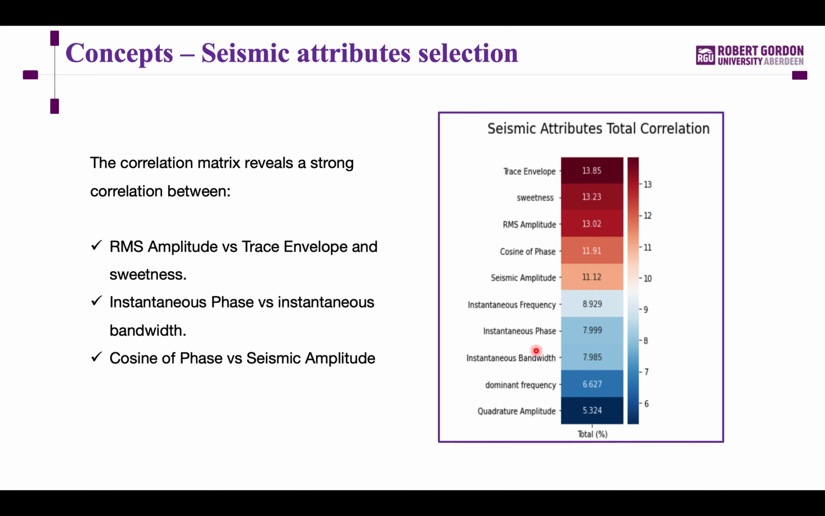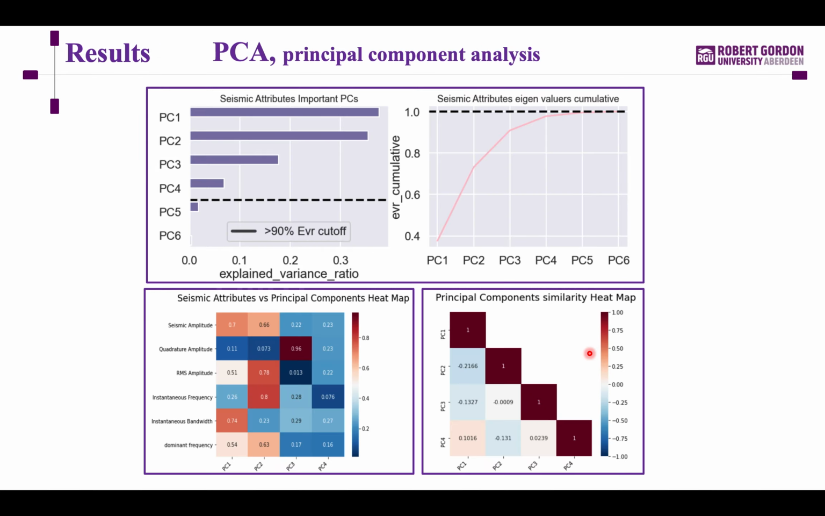Same also for instantaneous phase and instantaneous bandwidth, which have high correlations. We eliminate one and keep one. The second slide presents the result of the PCA. The PCA highlighted the attribute components with the most variance, which are situated in components 1, 2, and 3. We limited our selection to eigenvectors greater than 90%.